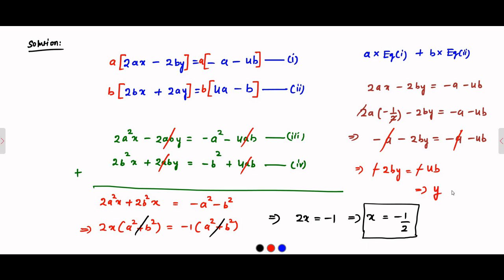Okay, y is equal to 4b by 2b. Okay, so 4b by 2b, it means it is 2. So y is equal to 2. So here we have x is equal to minus 1 by 2, y is equal to 2. It is the solution of the given linear equations in two variables. Okay, so this is the thing.